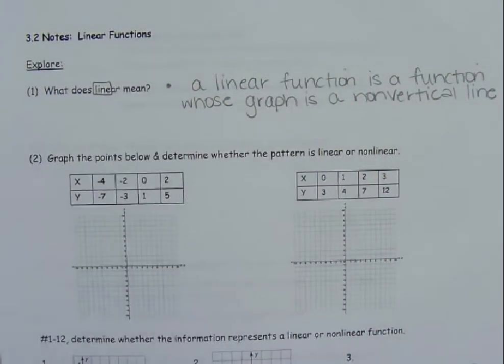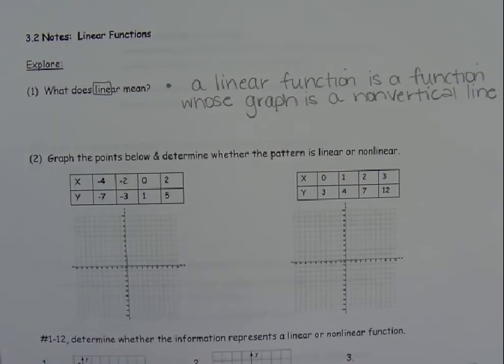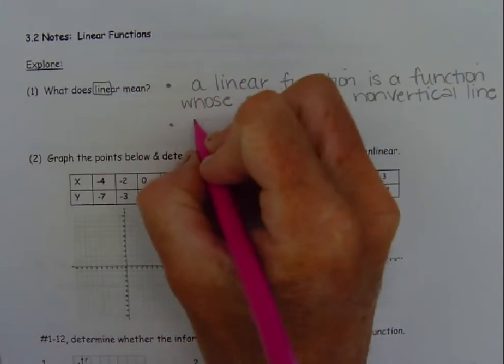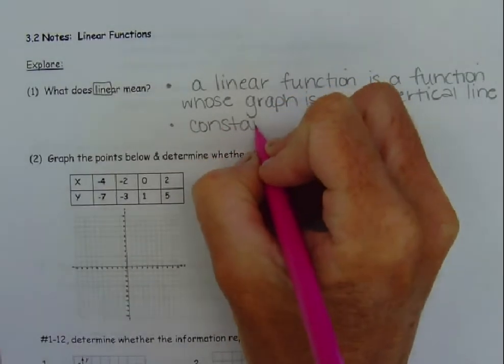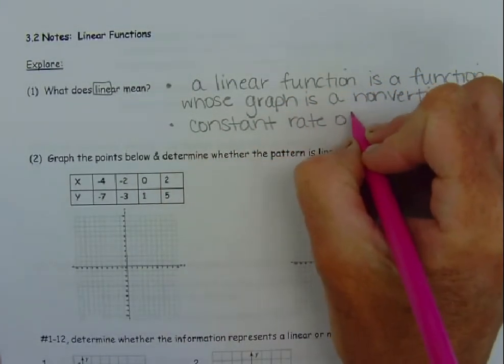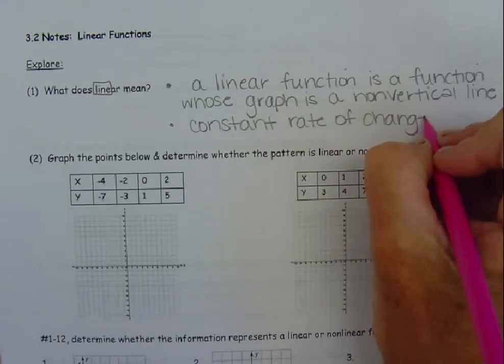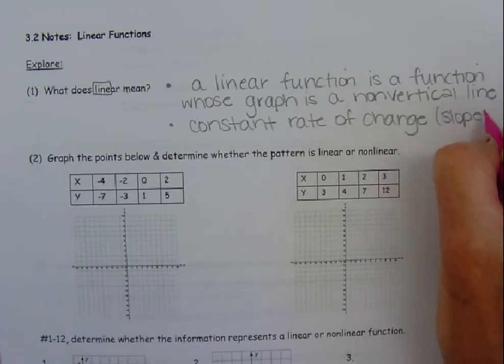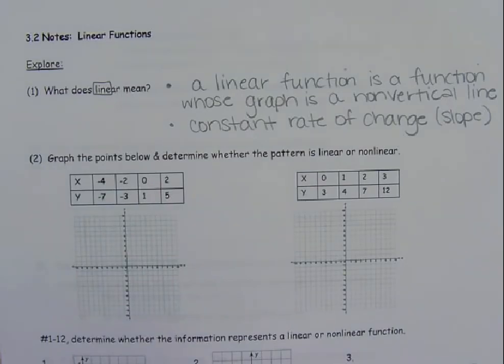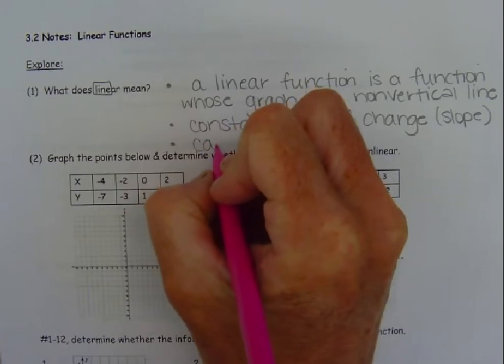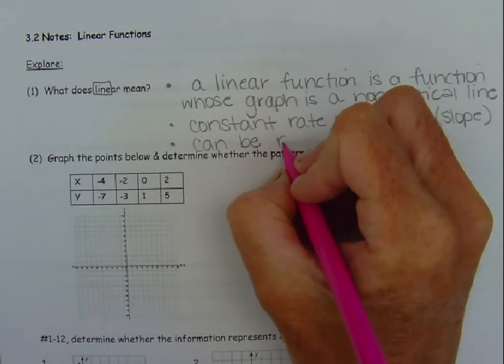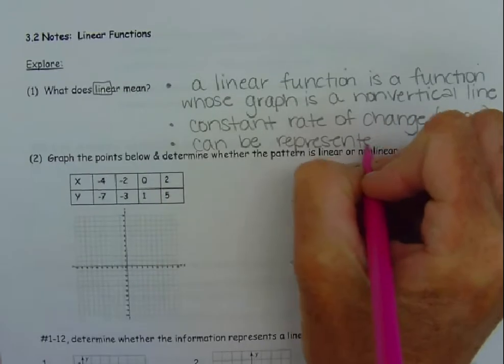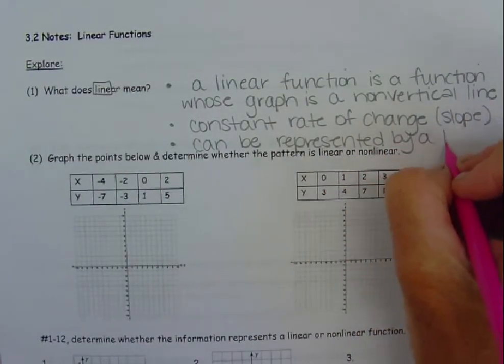So if you see a picture of a graph and you want to know whether or not it is a linear function, it just has to be the shape of a non-vertical line. The other thing about linear functions is that they have a constant rate of change, which in the past you probably referred to as a constant slope. And one other definition of a linear function is a function that can be represented by a linear equation.